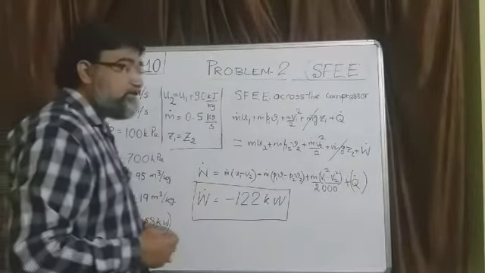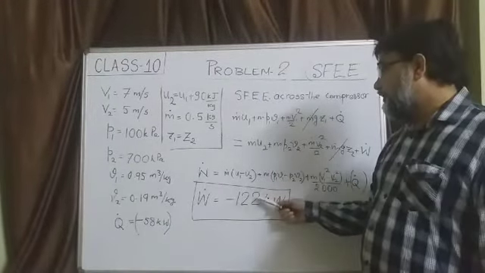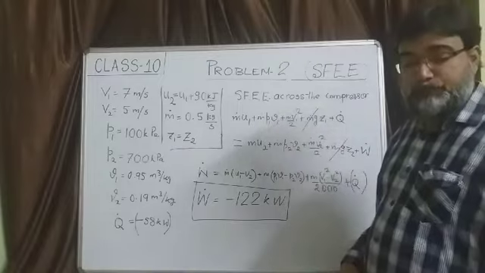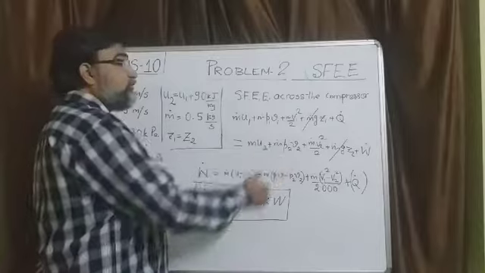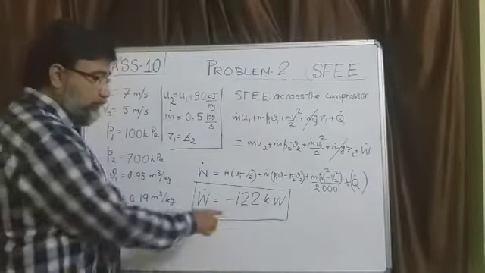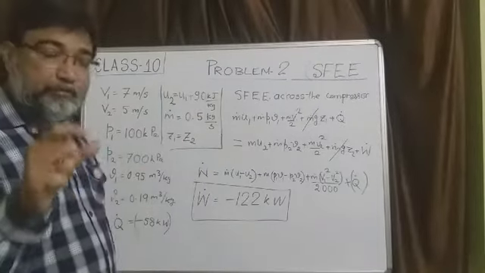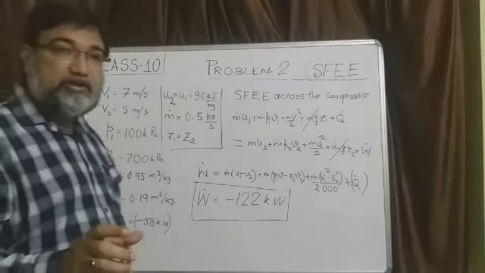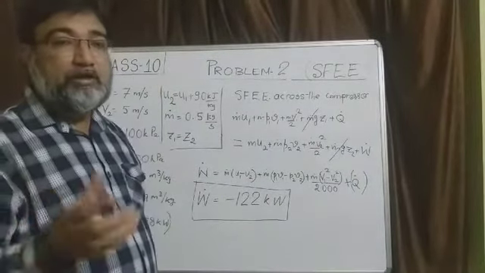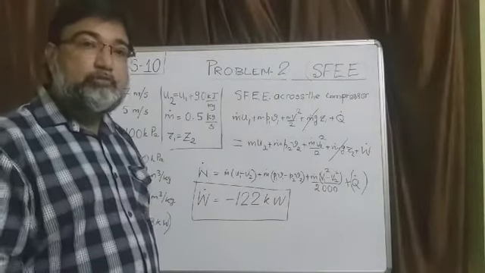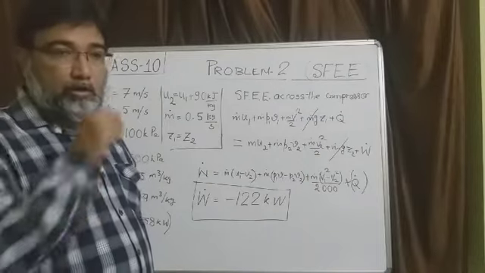So the final answer is the power consumed by the compressor will be 122 kilowatt. And this minus sign is automatically coming as a result of this mathematical calculation. You are not putting this minus sign. The result will automatically come minus, and this minus denotes that in a compressor work is to be done on the gas and work is not delivered by the compressor. The compressor rather consumes work, demands work, takes work rather than giving work.